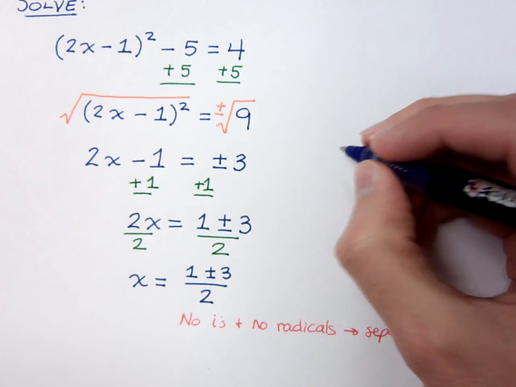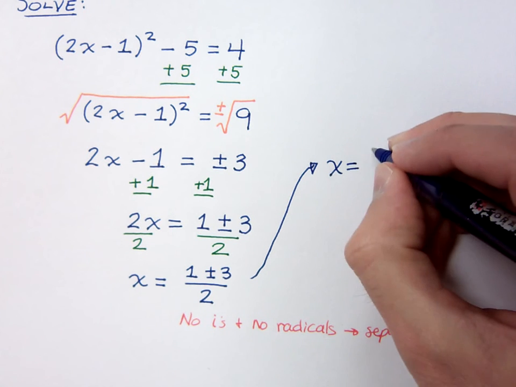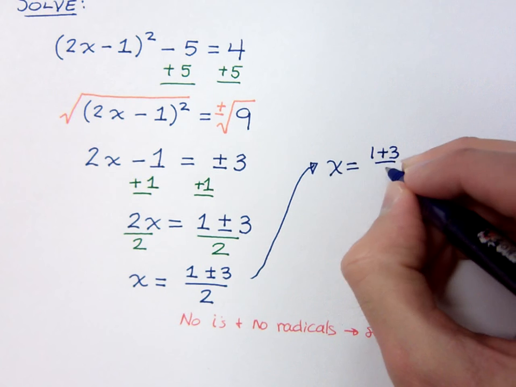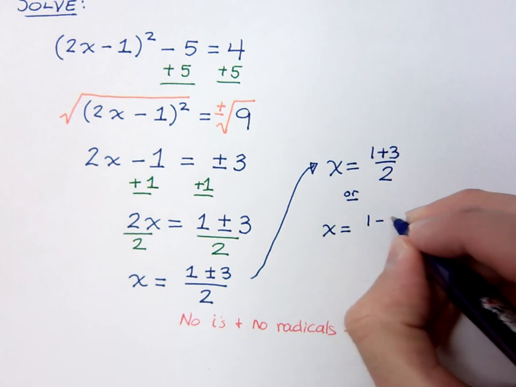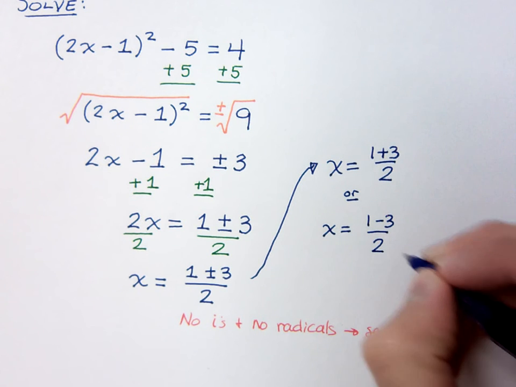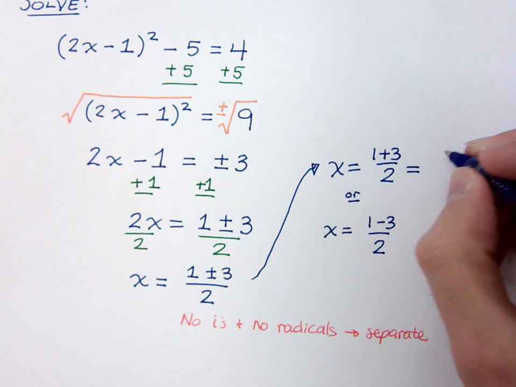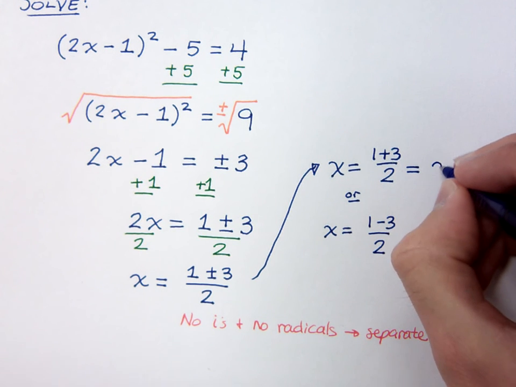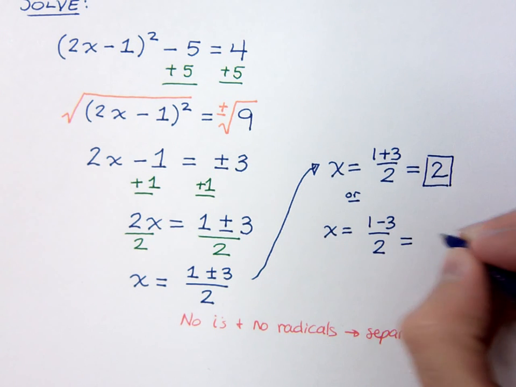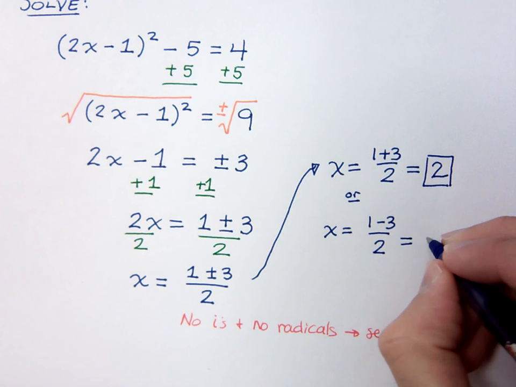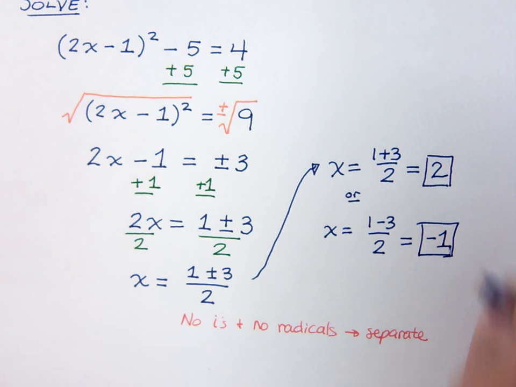So let's do that. So that means that we're going to have this. X equals 1 plus 3 divided by 2, or x equals 1 minus 3 divided by 2. And all we need to do here is to finish simplifying these. So 1 plus 3 is 4, divided by 2 is just going to give me 2. And your other answer is 1 minus 3 over 2, so that gives me negative 2 divided by 2. And I have just negative 1.